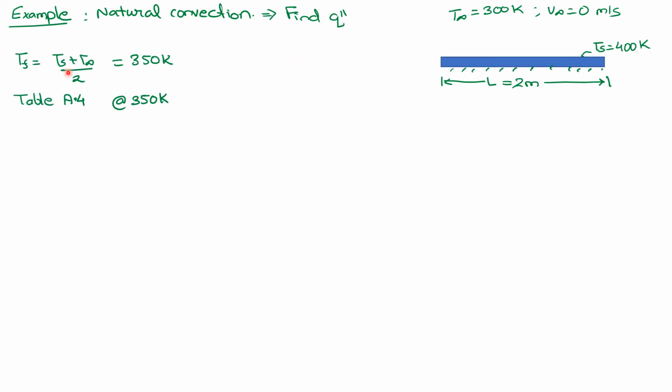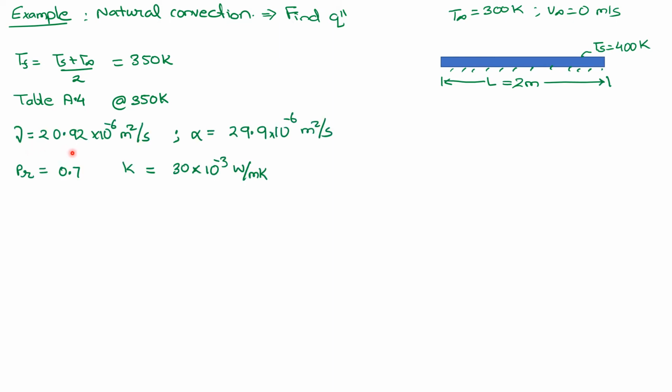So like the procedure that we follow in forced convection, we'll follow the same procedure here as well. The first thing we'll do is find the film temperature so that we can find out what the properties are at that value. So in this scenario, our film temperature will be Ts plus T infinity by 2. So it will be 350 Kelvin. And we'll look up the properties of viscosity, thermal conductivity, and other properties at 350 Kelvin in table 8.4.